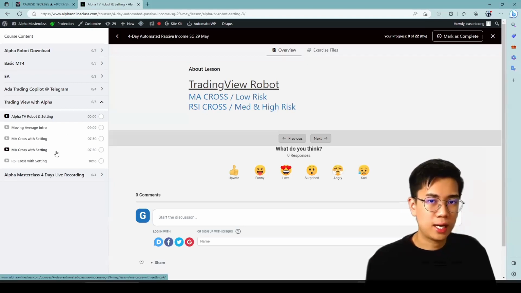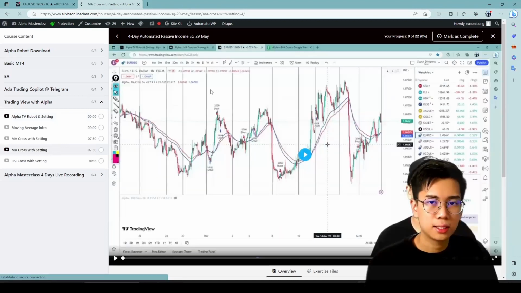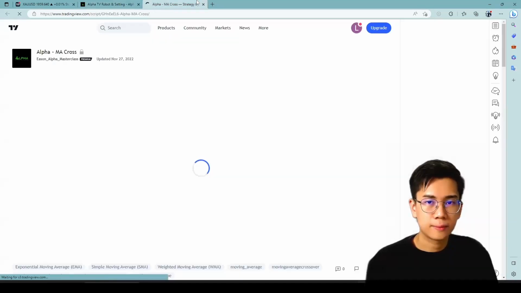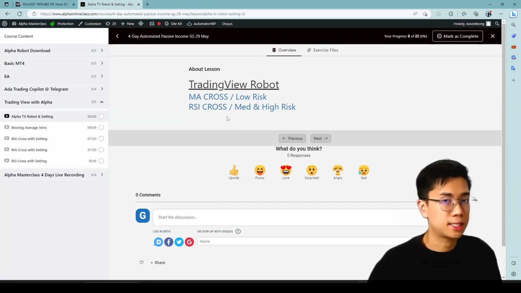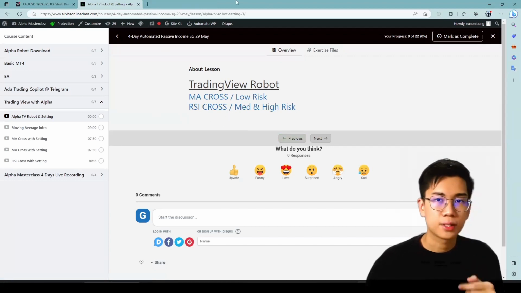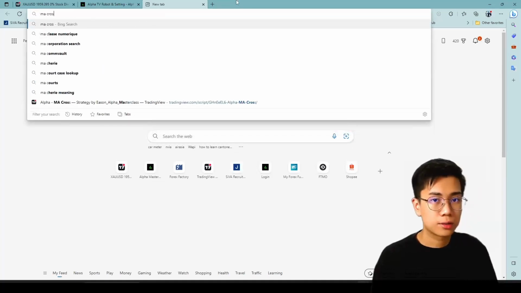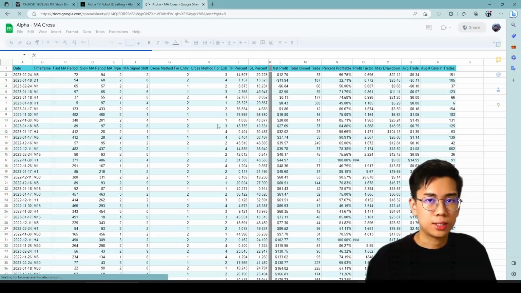I believe that we have attached the settings here, MA Cross with settings. There is a video explaining how to do this, but essentially, you can just go here. I think my team haven't attached the settings. Team, later remember to attach the settings under these two sections. Suppose you should get an Excel sheet like this.